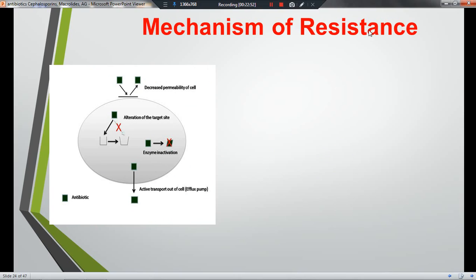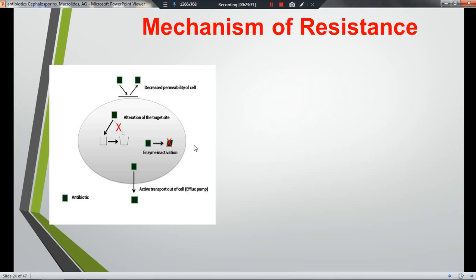Just a word about mechanism of resistance. As I told earlier, for any antibiotic, how does resistance develop? They can either inhibit the entry of the antibiotic into the cell, or alter the target site, or inactivate the drug, or pump out the antibiotic from the cell. And for each bacteria, against each antibiotic, there will be one mechanism that is more predominant. What was the predominant mechanism of resistance in case of penicillins or cephalosporins? It is by inactivating enzymes.